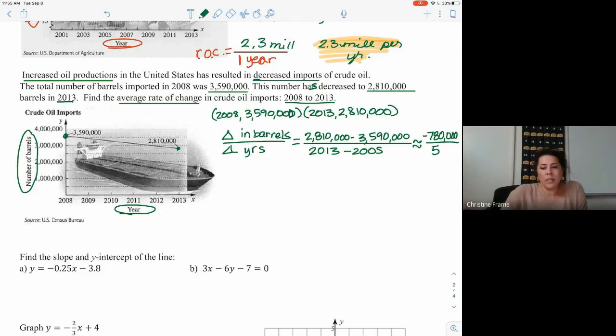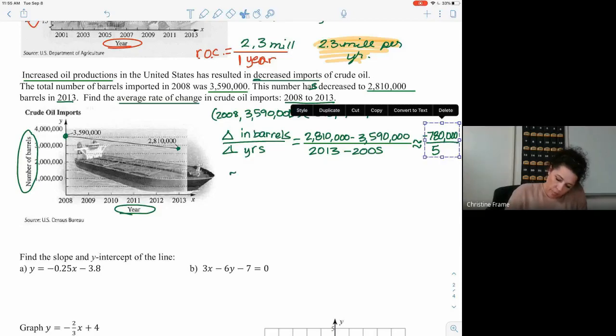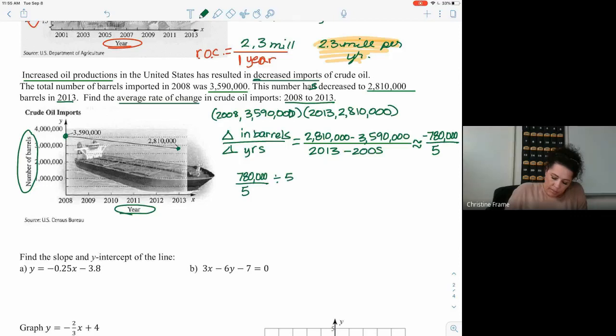But I want to know how much is that per year, not per 5 years. So I'm just going to bring this down here. And let's simplify that. So we'll divide, because we're doing average rate of change, right? Rate of change. So we'll divide the bottom and the top by 5. And that's a negative 780,000. That's a negative 156,000 barrels in 1 year.